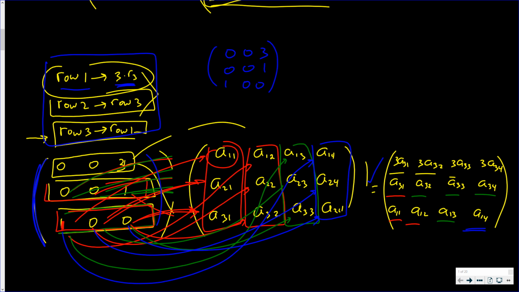I could add on row 1. And if I did that, then all that changes is a 1 goes here. All that would change is this value would become a 1. That way, I pick up row 1. I'll have plus A11 plus A12 plus A13 plus A14.